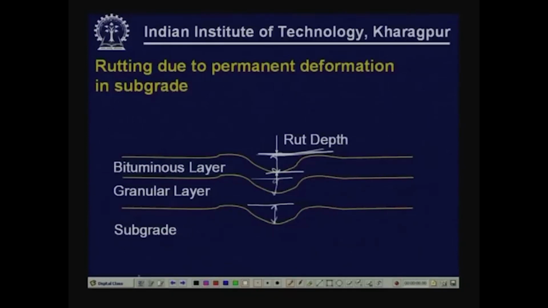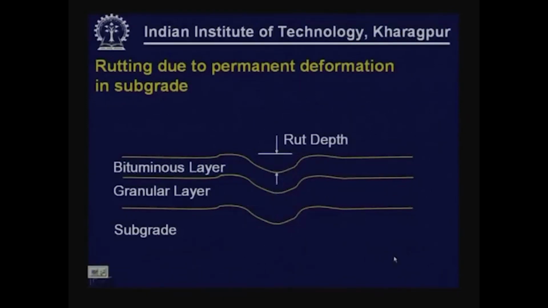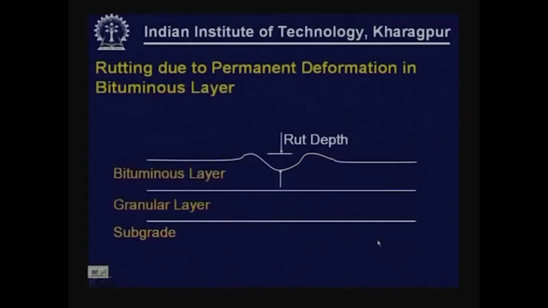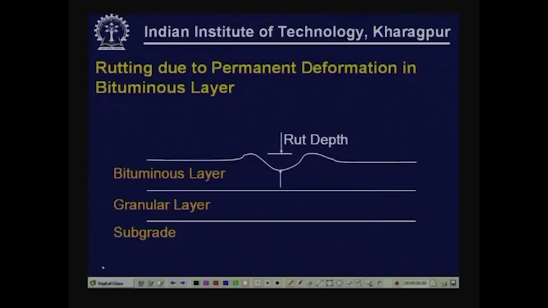The next sketch shows the permanent deformation or rutting occurring at the bituminous surface because of permanent deformation occurring in the bituminous layers themselves. As you see here, no permanent deformation is indicated either in the subgrade or in the granular layer, but there is permanent deformation seen in the bituminous layers. So, that is what is reflected as a rut depth on the pavement surface.